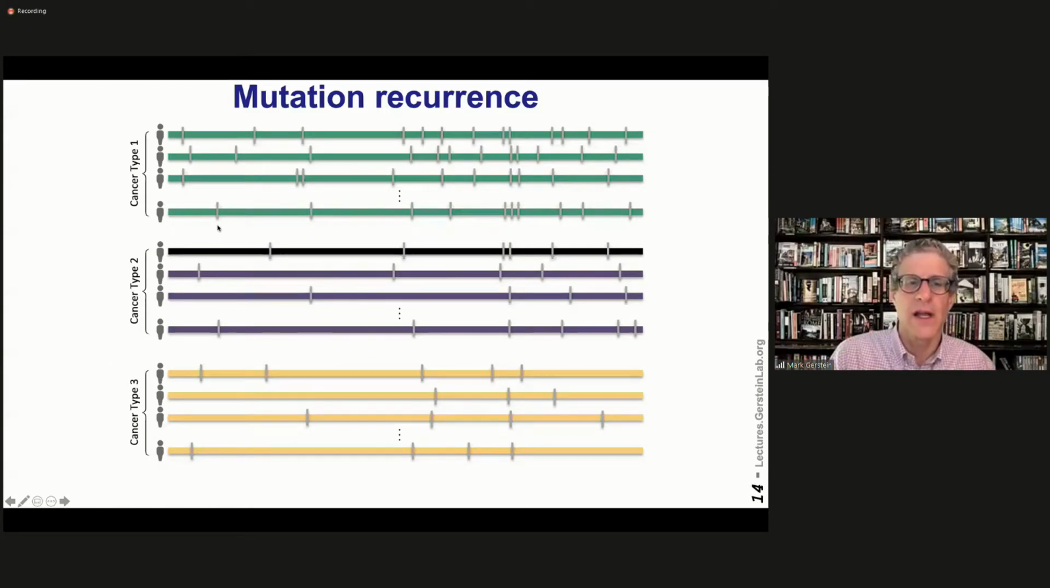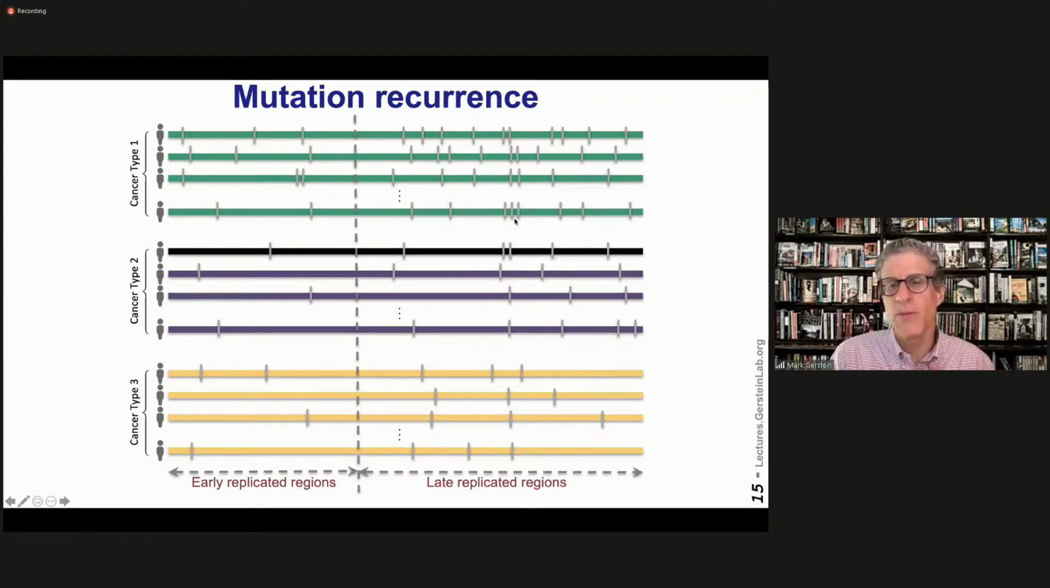So here again is looking at maybe a number of individuals that have cancer, and you can look at their mutations. And kind of naively, if you look at them, you might say, oh, there's a lot of mutations in this region, and so, oh, this might be some driver.